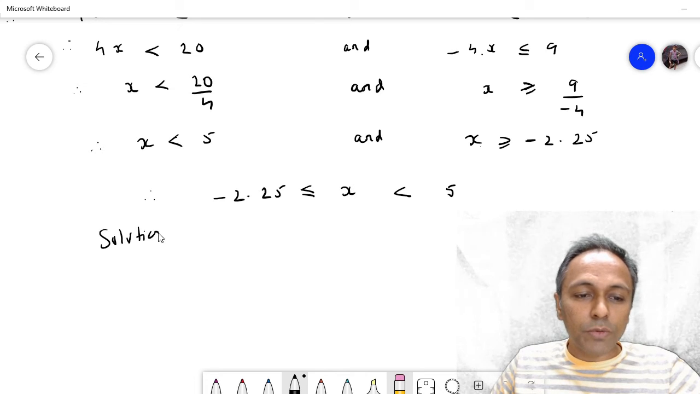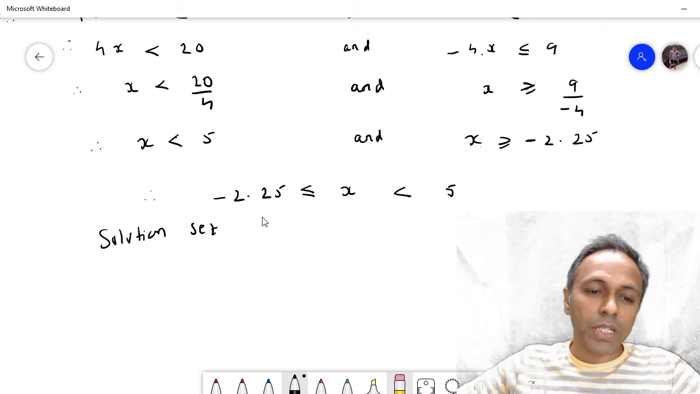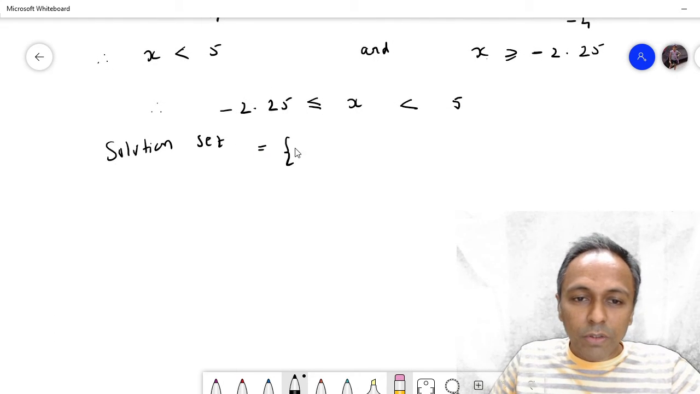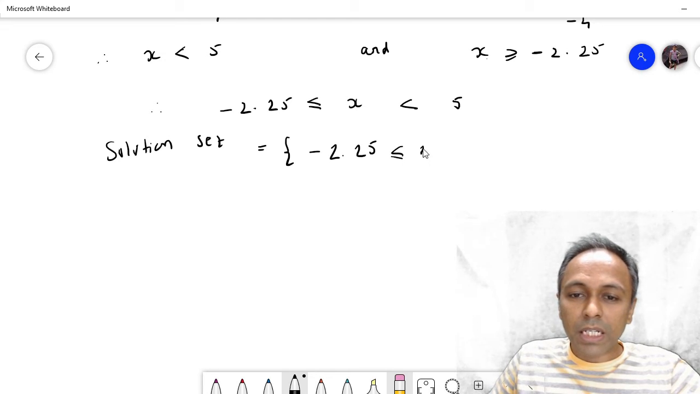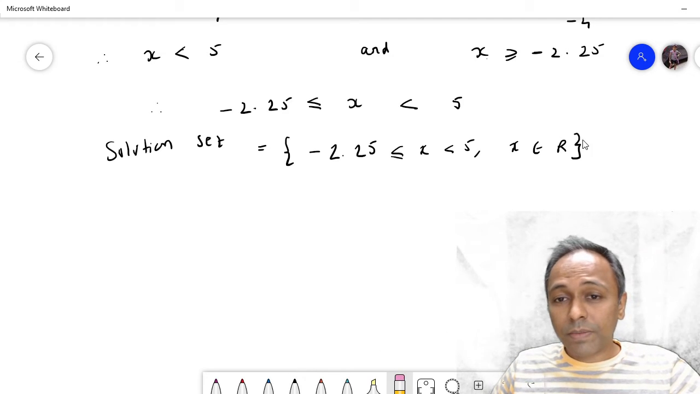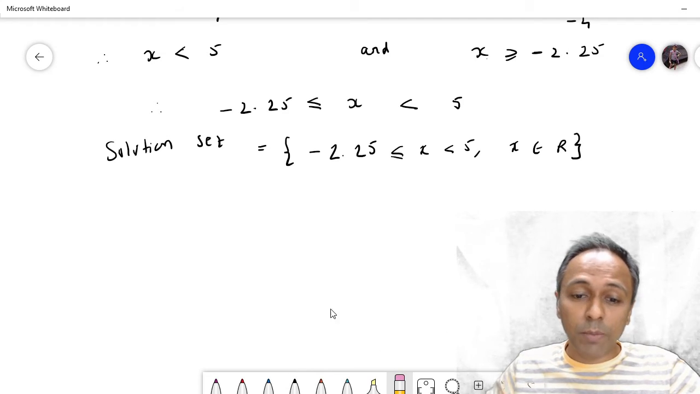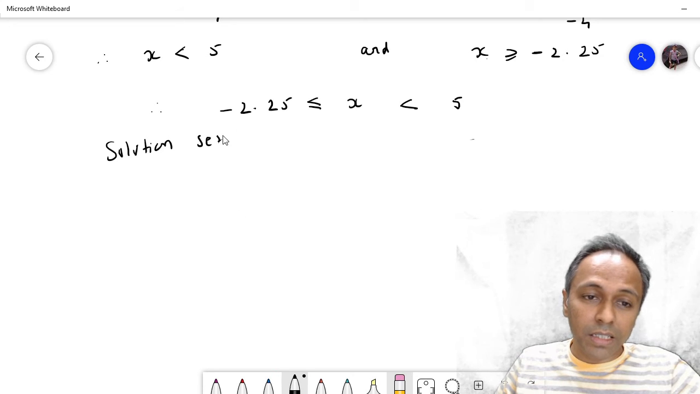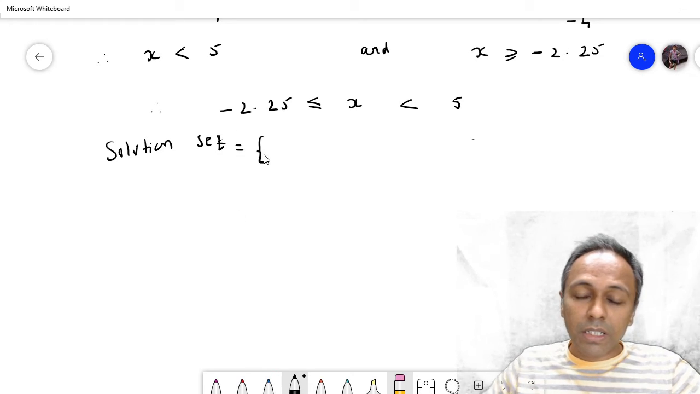We can now mention the solution set, which is as good as almost rewriting this only, but you will put a curly bracket. You will write minus 2.25 is less than or equal to x is less than 5, comma x belongs to R. No, sorry, यहाँ क्या लिखा था, x belongs to क्या लिखा है, W लिखा था, करेक्ट. तो सोल्यूशन सेट में क्या आएगा, मिस्टेक नहीं करते, रियल नंबर अज्यूम नहीं करना. See the question.